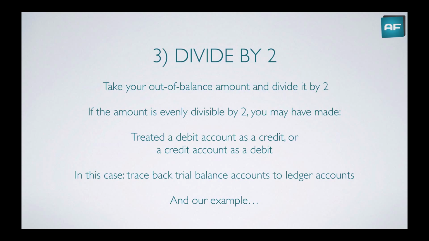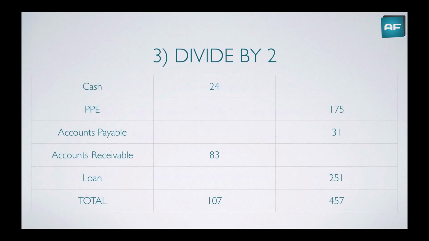Okay. Now the third solution, or the third tip, is divide by 2. So it's similar to the last one. We take our out of balance amount and divide it by 2. And if the out of balance amount is evenly divisible by 2, then we may have treated a debit as a credit or a credit as a debit. Once again, go back to your ledger accounts, double check them with your trial balance, make sure you haven't treated a debit as a credit or a credit as a debit. And this is if it's evenly divisible by 2.